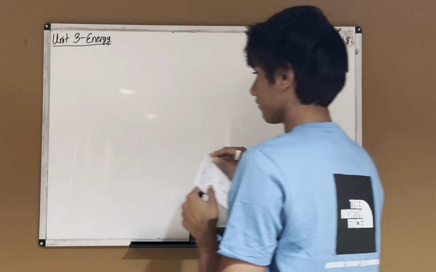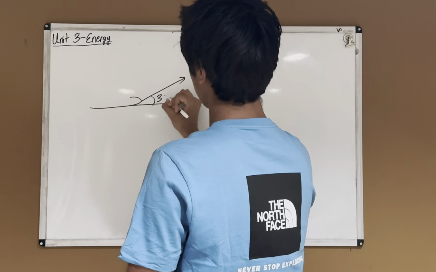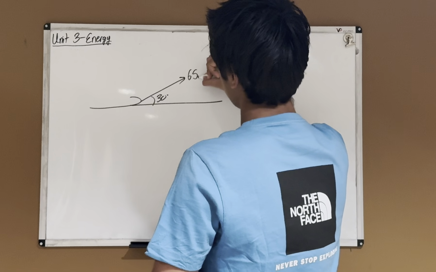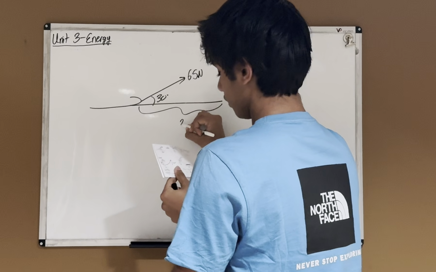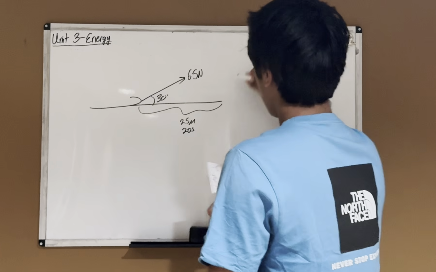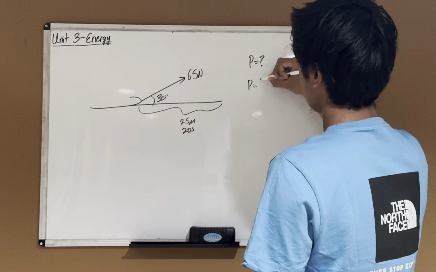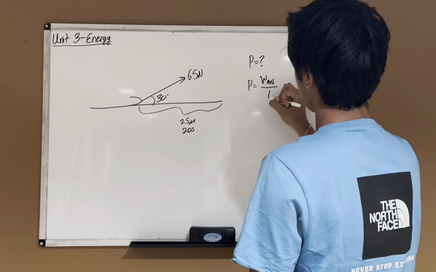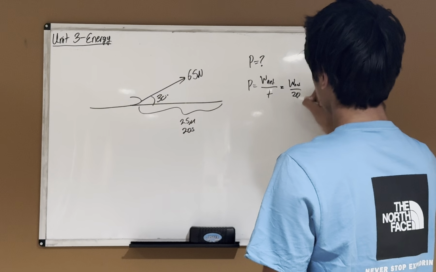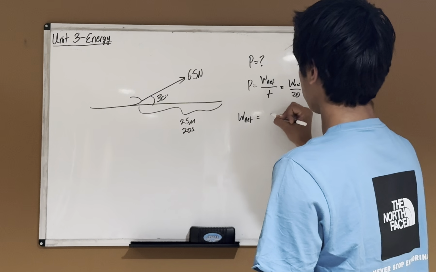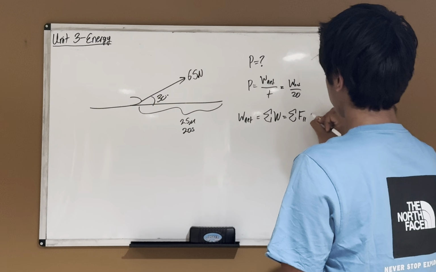So let's say that we have a sled that's being pulled on a flat ground at 30 degrees by a person exerting a force of 65 newtons, and it's going a distance of 25 meters in 20 seconds, and we want to find out the power being done. So we know the power is equal to the net work over the time, which is 20, so we need to find net work. So net work is equal to the sum of all the works, which is equal to the sum of all the parallel forces times their displacements.